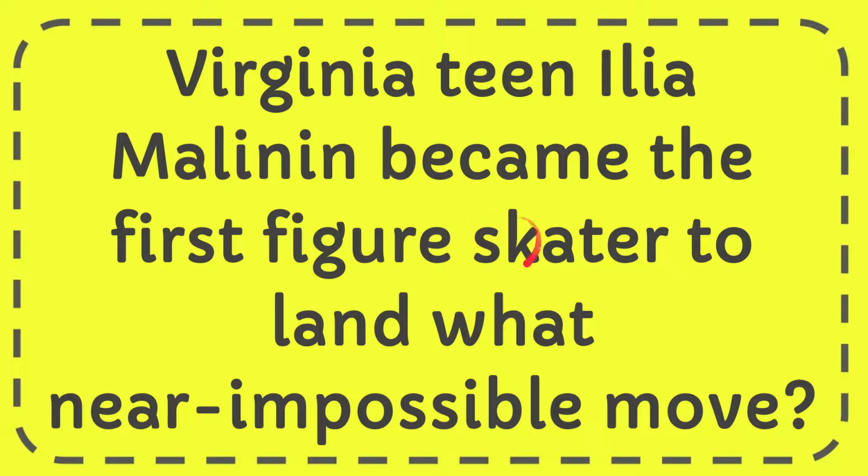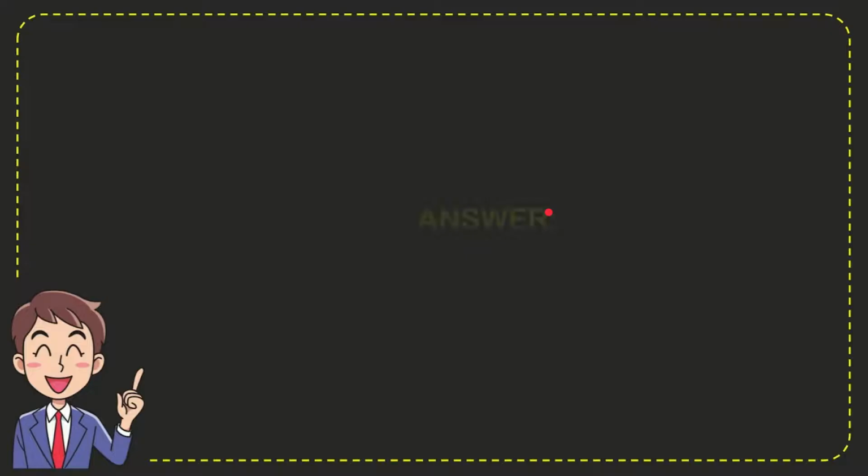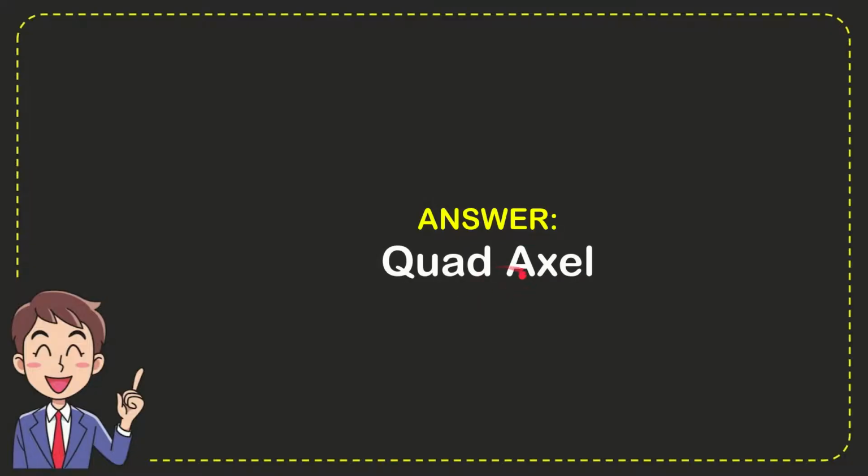In this video, I'm going to give you the answer to this question. The question is, Virginia teen Ilia Malinin became the first figure skater to land what near impossible move? Well, now I'll give you the answer to this question, and the correct answer is quad axel. So that is the answer to the question.